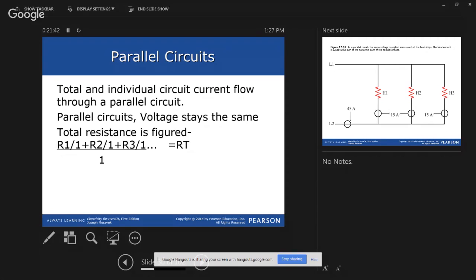And then here's how we're going to figure out total resistance in a parallel circuit. Everybody remember this formula? 1 divided by R1 plus 1 divided by R2, plus 1 divided by R3, and then the reciprocal of all of that. Everybody remember that? You didn't learn it. We're going to learn it. Okay, let's go in that deep.